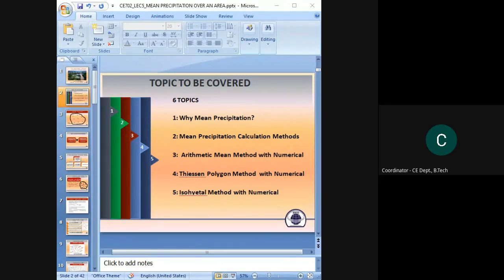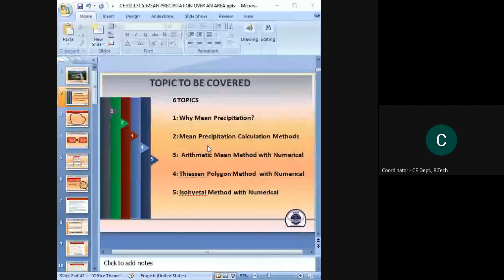Among them, there are three methods especially: the arithmetic mean method, the Thiessen polygon method, and the isohyetal method. Here we will discuss these three methods: where we can apply each method, what data we have to collect for it, and how we can estimate mean rainfall or precipitation over an area using any of these three methods. And we will try to solve some numericals also.